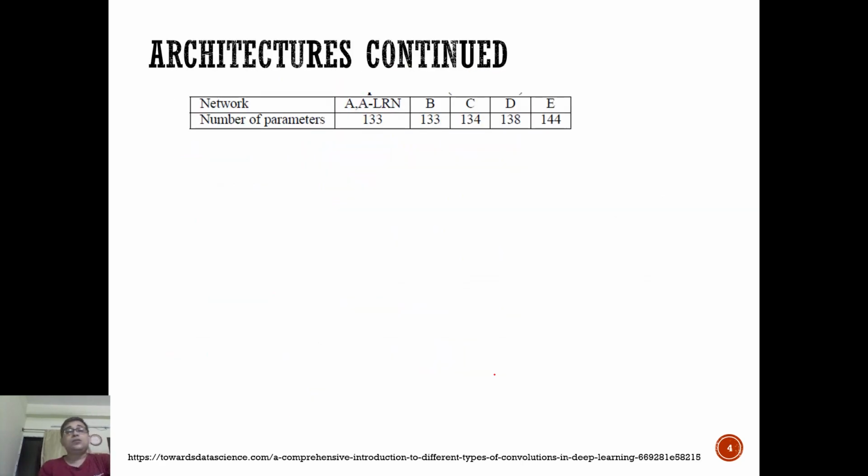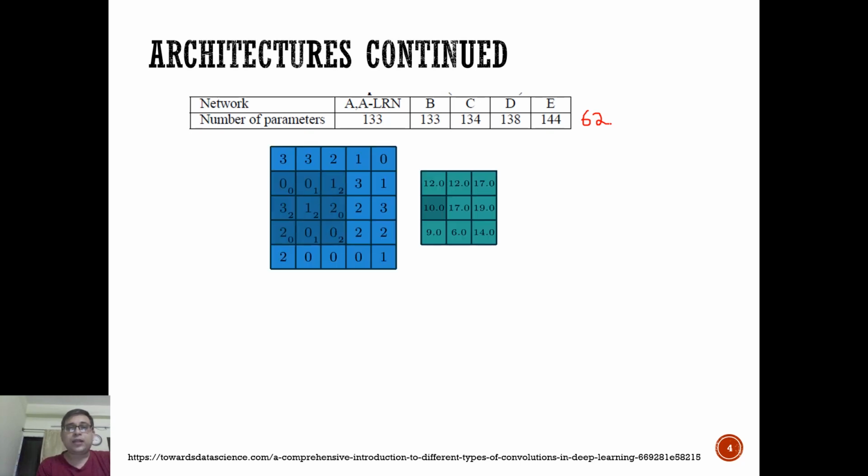In terms of parameters, VGG 19 actually had 133 million parameters. These are all in millions, and gradually the parameters have increased. If you remember AlexNet's parameters, they were 62 million, right? So it has increased quite dramatically. All right, now let's look at the convolution operation.